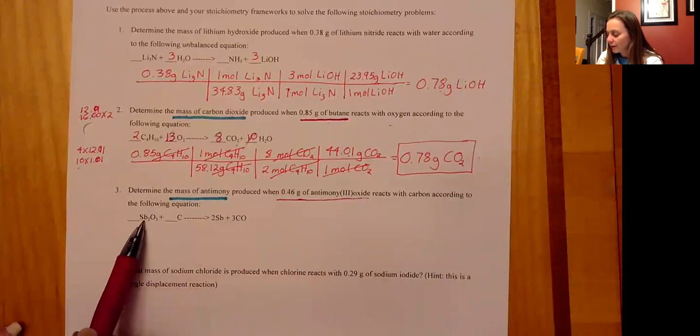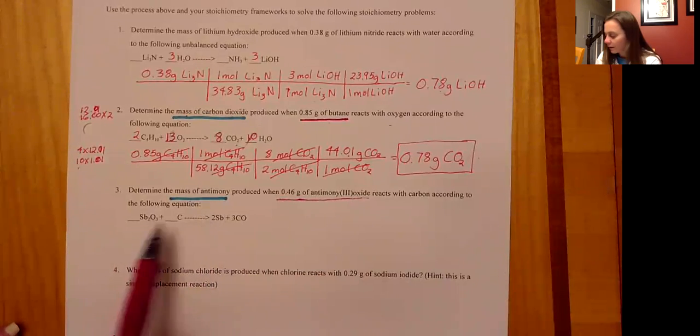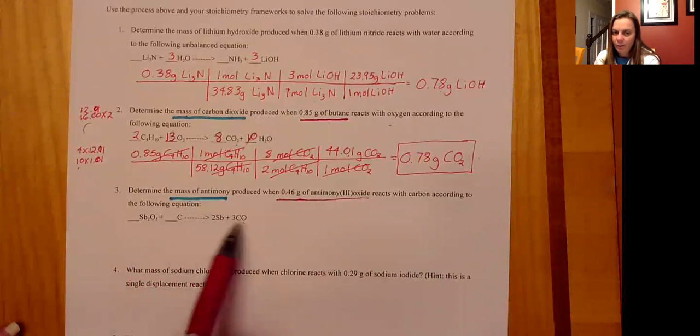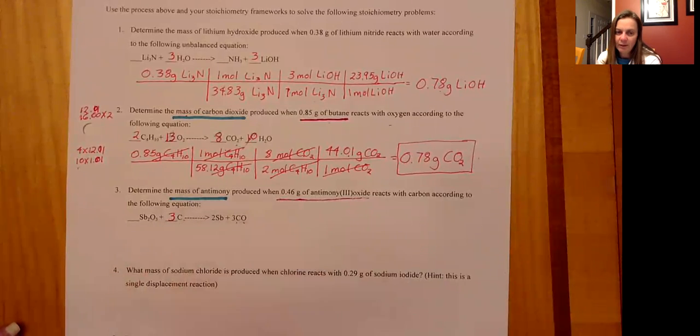So I have 2 antimony, I've started to balance this one for you, and 2 antimony. I have 3 oxygens and 3 oxygens, but I have only 1 carbon here and 3 carbon there. So I'm going to put a 3 in front of carbon to balance my chemical equation. So I've balanced my chemical equation. I've identified my unknown and my given.